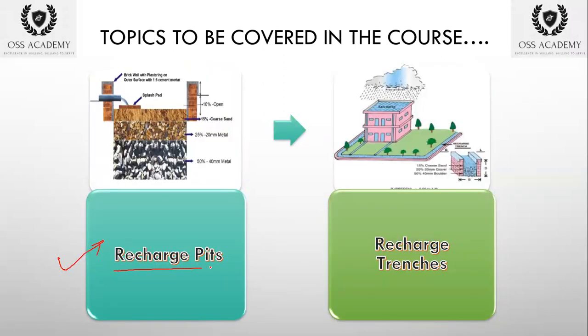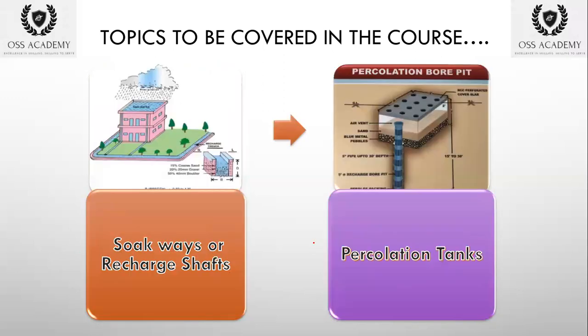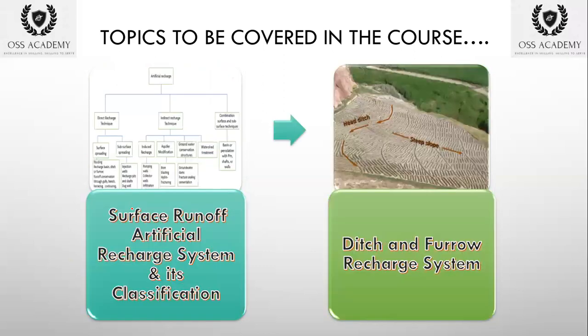Similarly, the construction of a recharge pit, recharge trenches around the surrounding environment of a building, soakways and the recharge shaft which can be utilized, the percolation tank, the size of a percolation tank and the overall working of the percolation pit also. We'll talk about the surface runoff artificial recharge system and its classification. When we talk about surface runoff, a variety of systems are possible. The water can be harvested and used for recharging the aquifers or the bore wells, or to increase the water table or groundwater level of the surrounding.